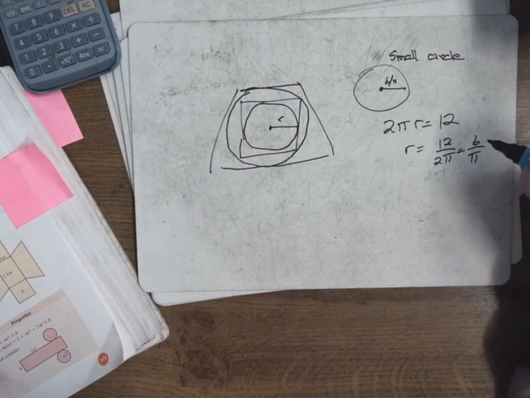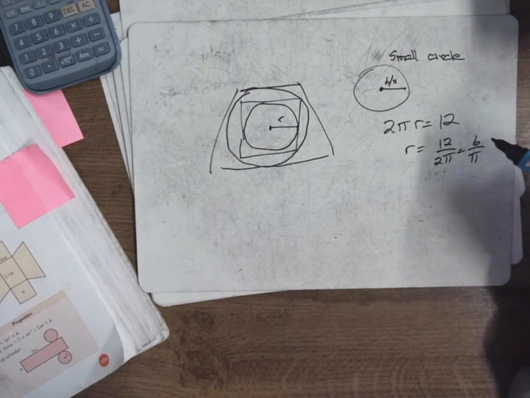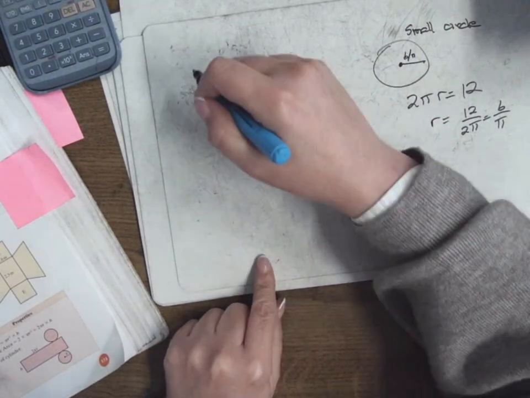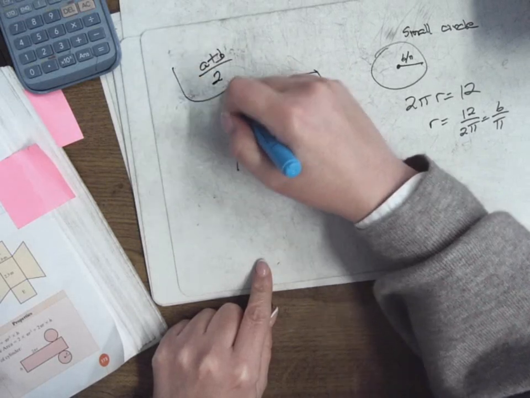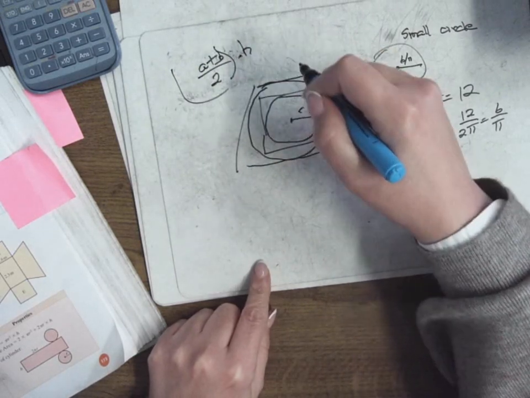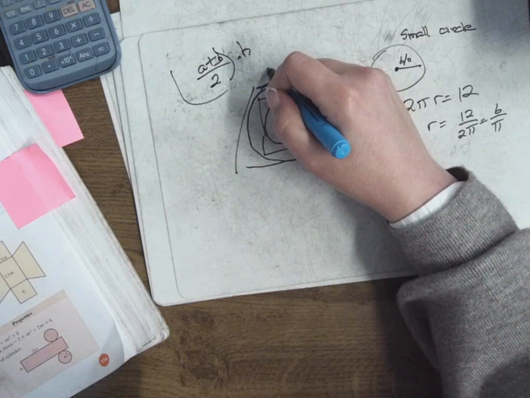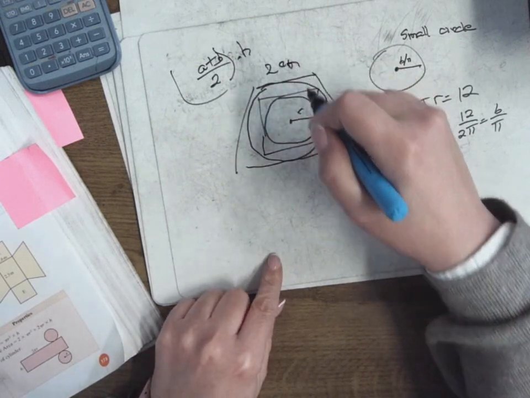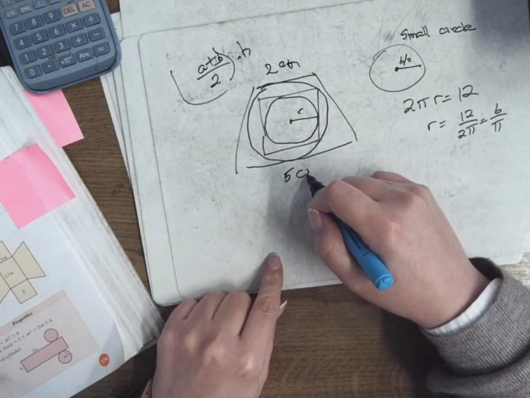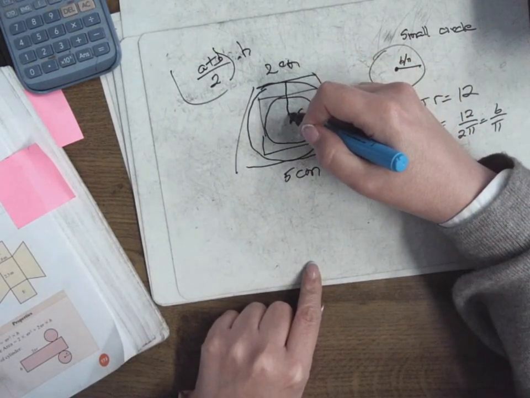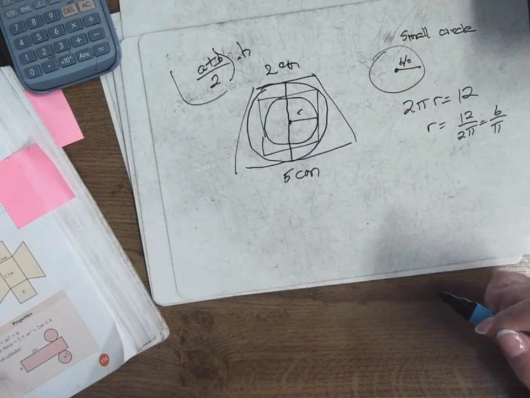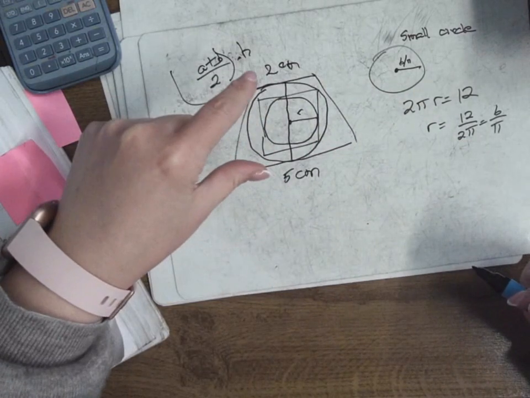Right, then it says the outer circle touches the parallel sides, inscribed. Find the area of the trapezium. So eventually I'm going to use a plus b over 2 multiplied by h. I know what a is, it's 2 centimeters. I know what b is, it's 5 centimeters. The top line, the bottom line. So I'm looking for h. H is here, look at it. H is the height of the trapezium.